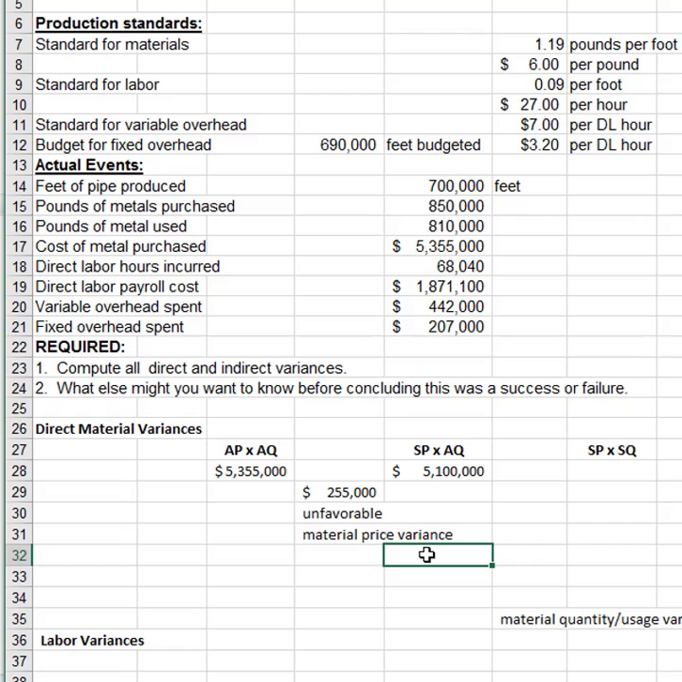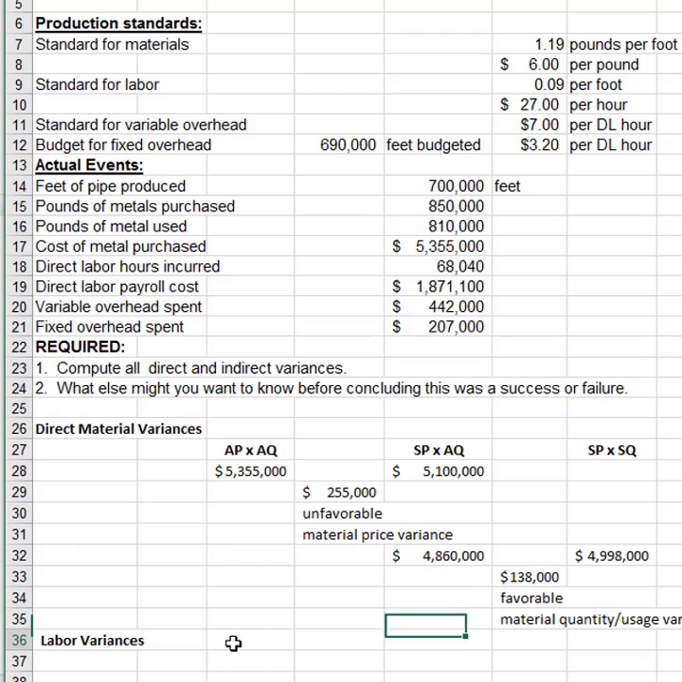Now for the quantity variance, we want the pounds used times the $6 allowed, or standard price, and then the standard price times the quantity allowed, the standard quantity allowed for the feet produced. So we produced 700,000. We were allowed to use 1.19 for each one, and the price should have been $6. And then we take the absolute value of the difference, and in this case that is favorable.